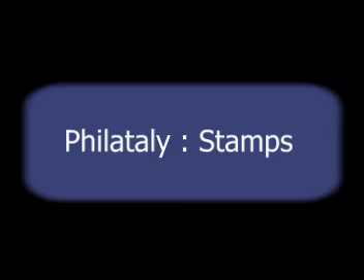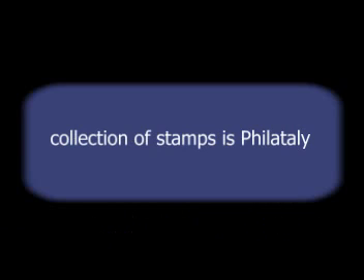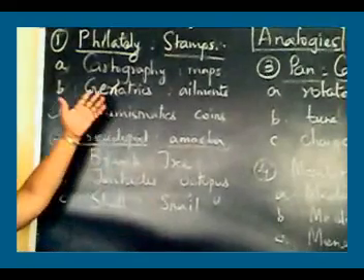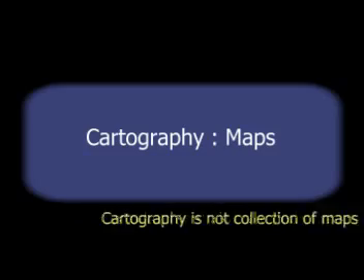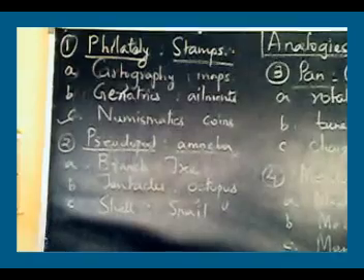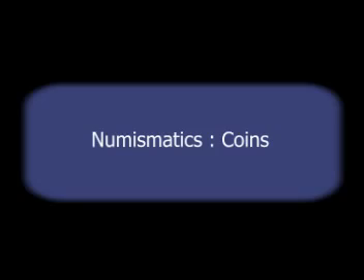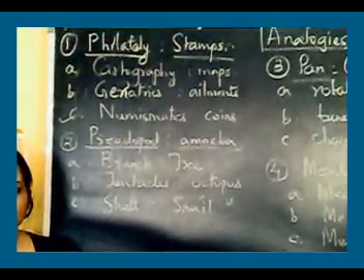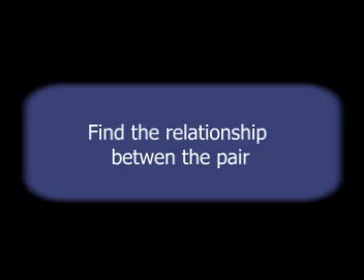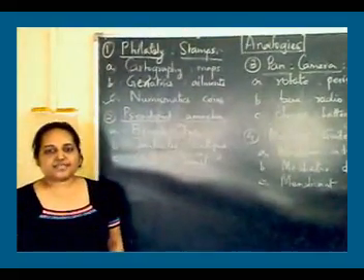Philately is to stamps. What do you think is the relationship between this pair of words? Obviously, as everyone knows, philately is nothing but stamp collection. Collection of stamps is called philately. Now let's have a look at the options. Is cartography a collection of maps? No. Is geriatrics a collection of ailments? No. These two are study of maps and study of ailments. Whereas the last one, numismatics, is collection of coins. So to say, whenever you are solving an analogical pair, try to look at the relationship that exists between the given pair of words. Now, the second strategy.